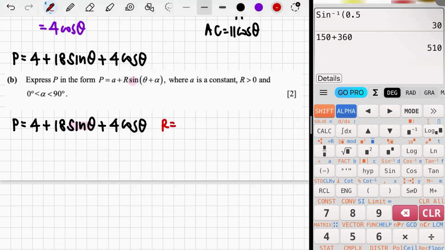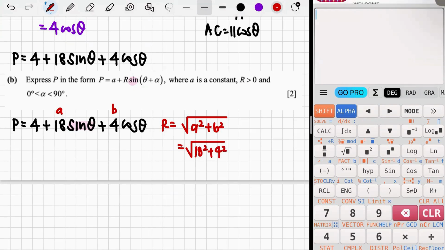For R, the formula is the square root of A squared plus B squared. This is A, this is B. So what I have here is 18 squared plus 4 squared. From what I understand, a lot of the schools prefer to leave it in terms of 5 SF than 3 SF. Some of them also want to leave it in terms of surds. I prefer surds, but I've seen students who are encouraged to leave it in terms of 3 SF. So you follow your school.